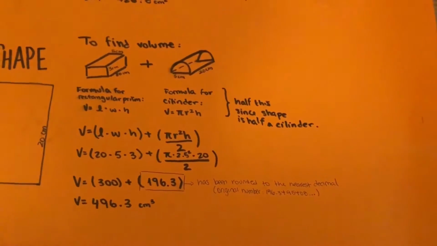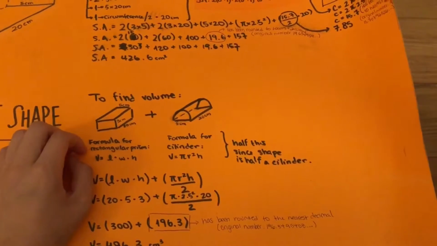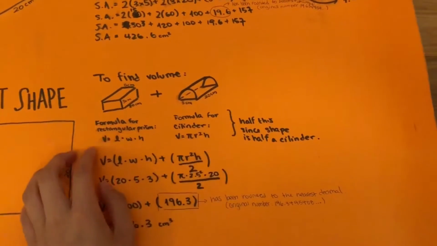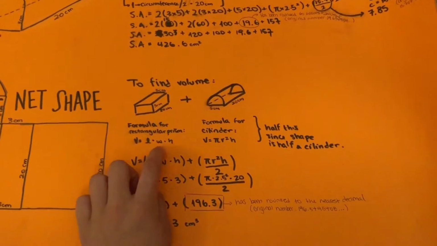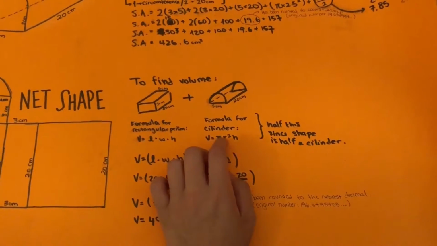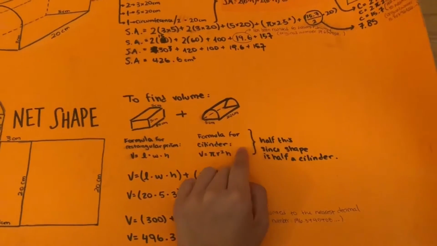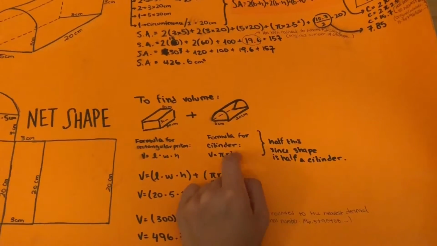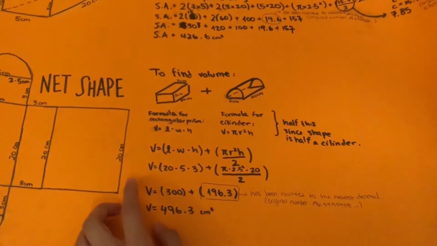To find the volume of the shape, I broke down the shape into 2 shapes. First, a rectangular prism and then a cylinder. So we use the formula for a rectangular prism, which is volume equals length times width times height, and the formula for the cylinder, which is volume equals pi times r squared times height. And we will be dividing it by 2, because this is not a cylinder but half a cylinder.